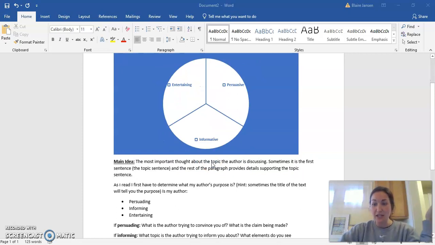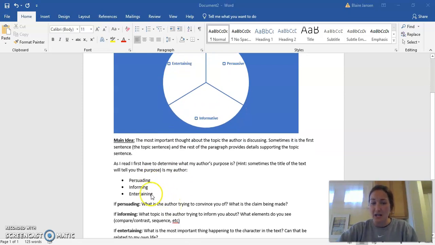As we said, when we're looking at main idea, we first have to decide what is the author's purpose. So as I read, I'm thinking, is my author persuading me? Is my author informing me? Or is my author trying to just entertain me, to make me laugh? Until we know that, it's very difficult to determine what the main idea is. So we're going to read and think about which type our text is.